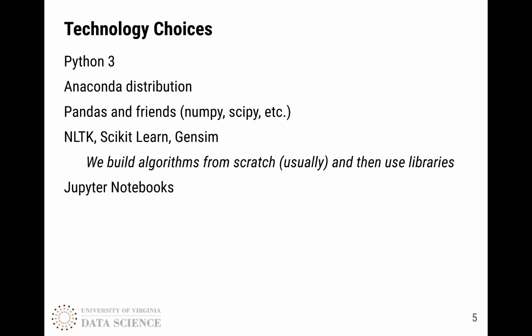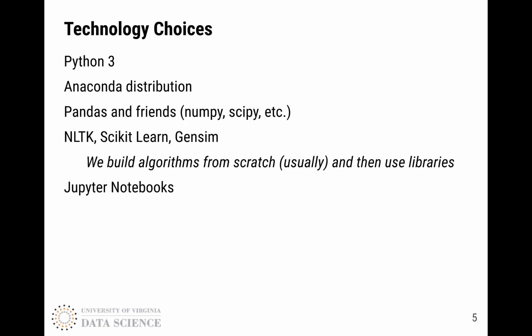Our technology choices, as I've just mentioned or sort of hinted at, are going to be framed around Python. There are a lot of great tools in R, and indeed in many other languages. You could even go back to Perl and do a lot of this stuff. The focus here will be on Python, however, in particular Python 3.